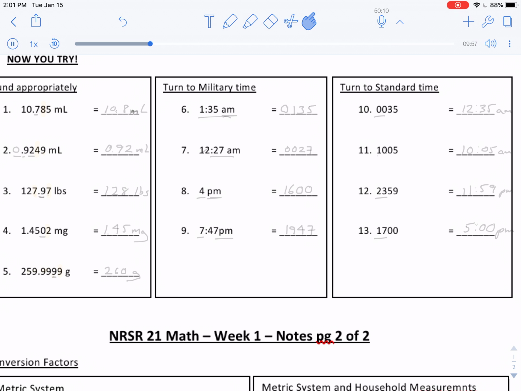So I want to round 10.785 milliliters appropriately. That is over 1. So I'm going to round to the hundredths place. So if I'm rounding to the hundredths place, then I need to look at the number next to 8.